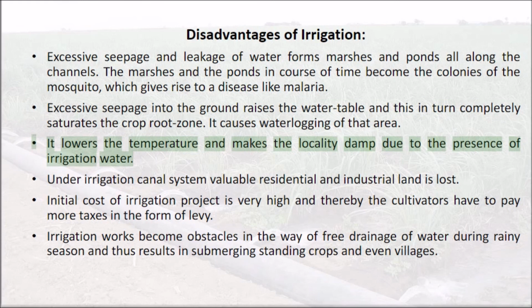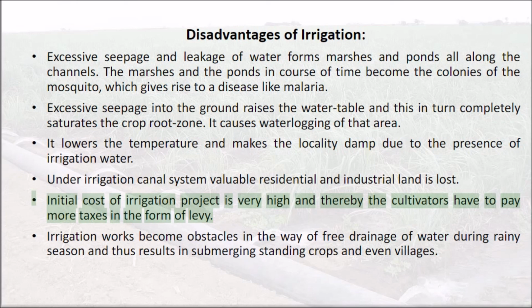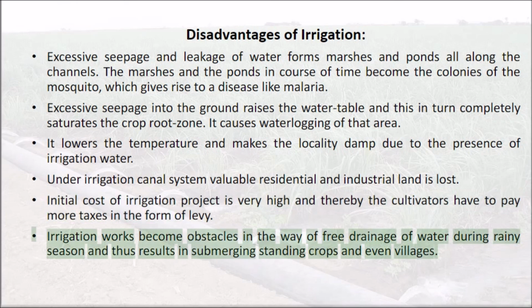It lowers the temperature and makes the locality damp due to the presence of irrigation water. Under irrigation canal system, valuable residential and industrial land is lost. Initial cost of irrigation project is very high, and thereby the cultivators have to pay more taxes in the form of levy. Irrigation works become obstacles in the way of free drainage of water during rainy season, and thus result in submerging standing crops and even villages.